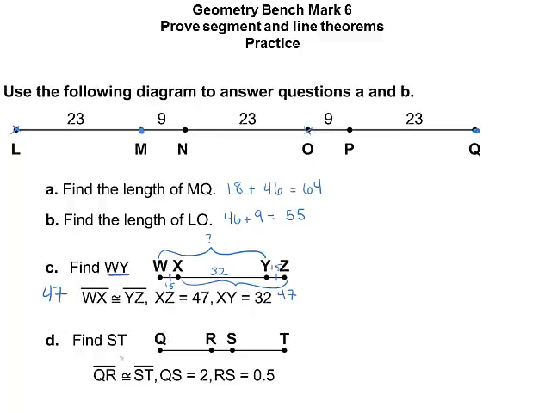And then find ST. QR is the same as ST. QS, that's this length here, is 2. RS is a half. That makes this 1.5, which makes this 1.5. So ST is equal to 1.5.